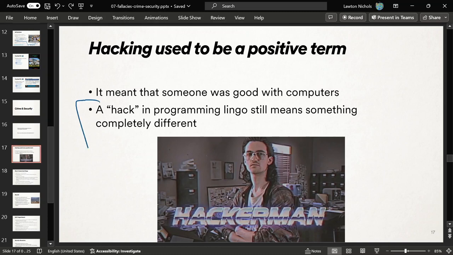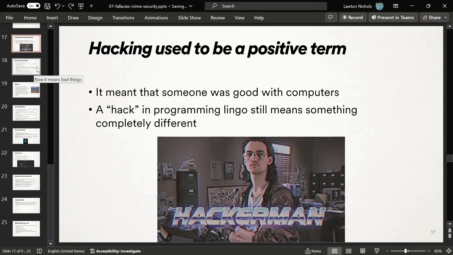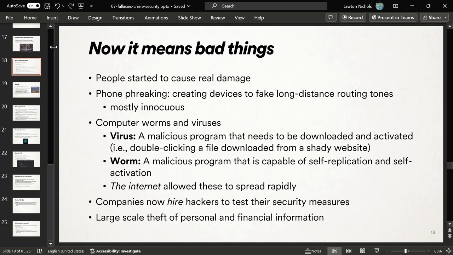And still, among programmers, the word hack doesn't mean anything bad. It's like, oh, man, the class website, it's a complete hack. And I would be proud if somebody said that. It still works. A hack in programming lingo still means something different. But to the normal population, it means a bad thing. So why does it now mean such bad things?